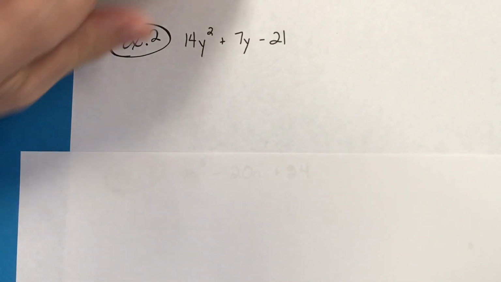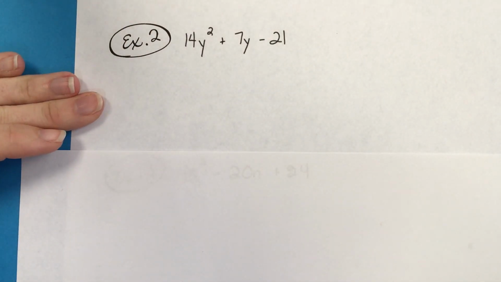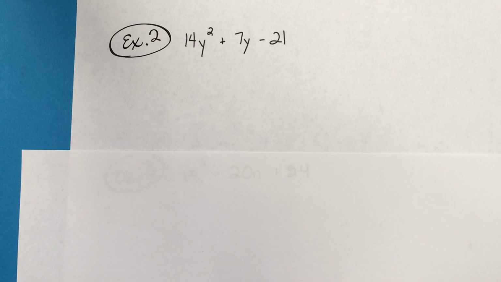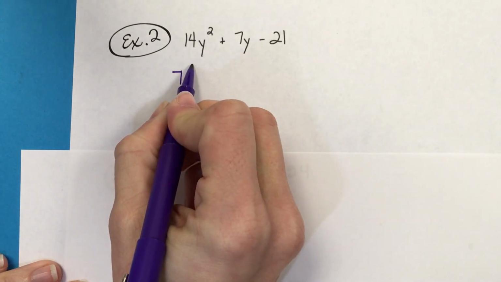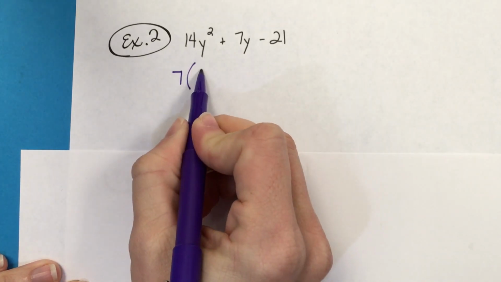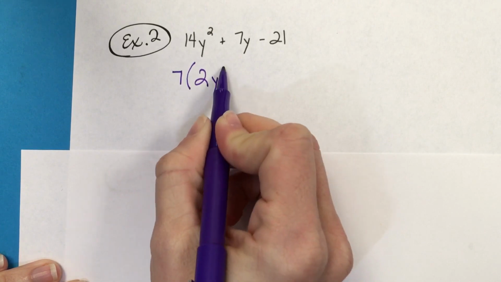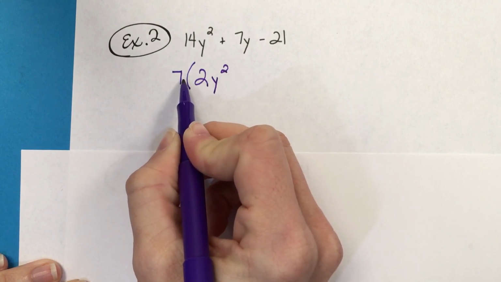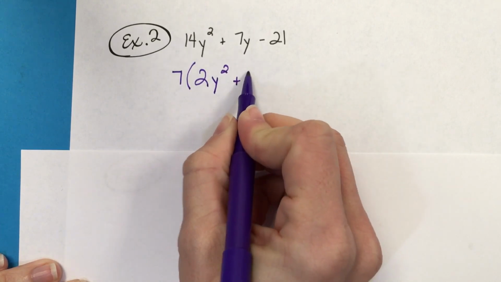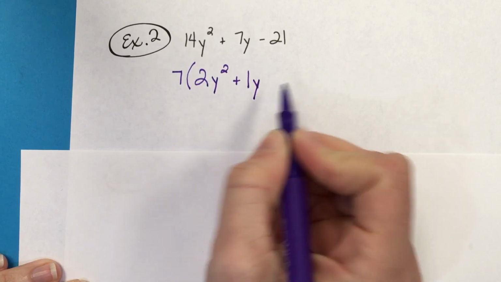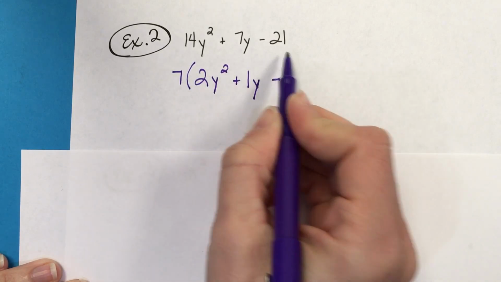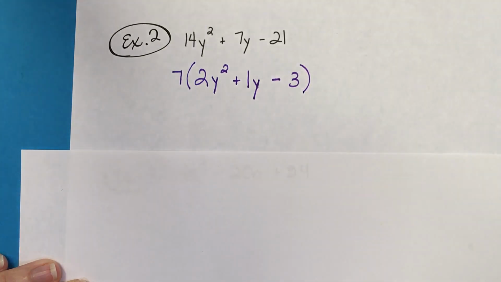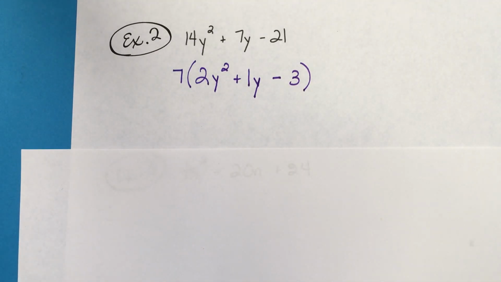Again, first of all, what I want to do is see if you have a GCF, and you do here. You have a 7 that's in common to each of your terms. So if I factor out a 7, 7 will go into 14 2 times. Bring down your y squared. Okay, middle term, 7 will go into 7 1 time. Bring down your y. And then your last term, 7 will go into 21 3 times. Okay, so now what I'm left with inside the parentheses is a trinomial.